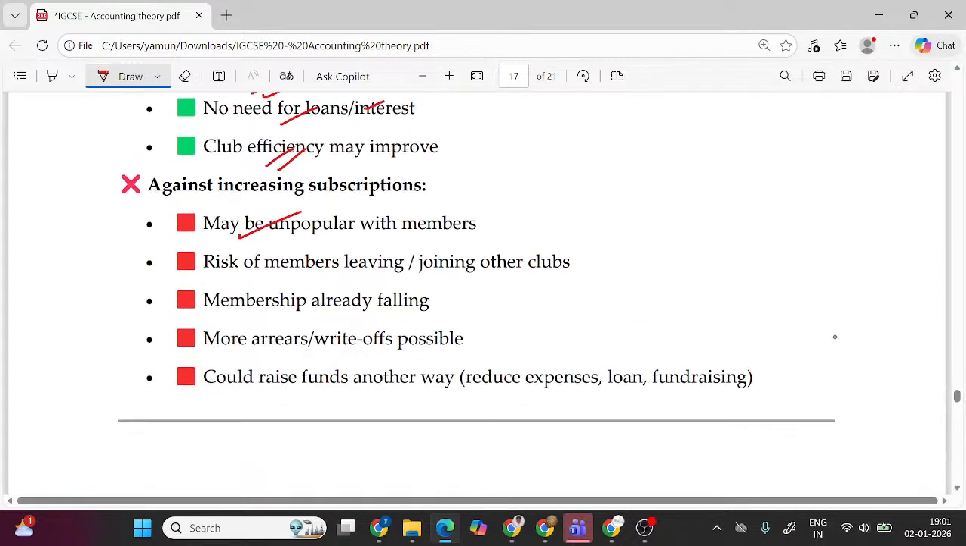May be unpopular with members. Risk of members leaving or joining other clubs. Membership already falling. Sorry, reduced. More arrears or write-offs possible, and could raise funds another way. So reduce expenses, loan or fundraising.